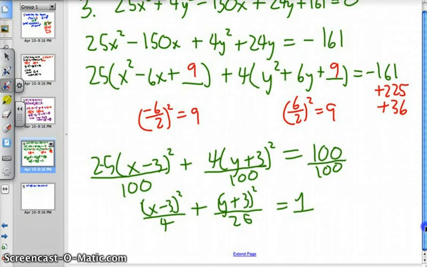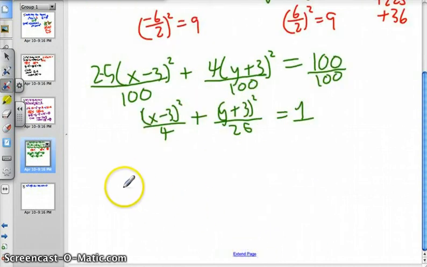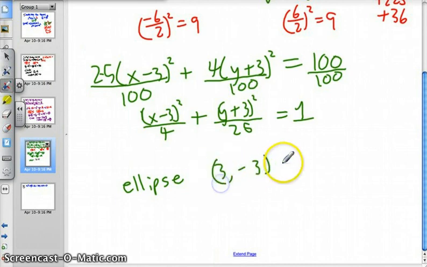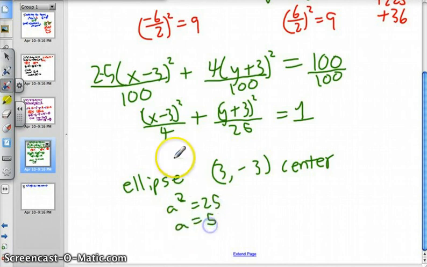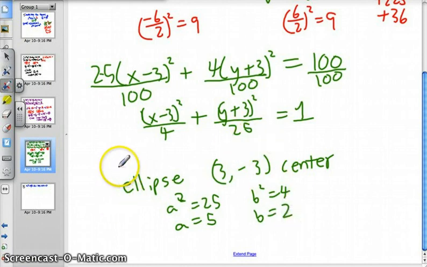And I can see that I have an ellipse with a center at 3, negative 3. The center. And I can see that since 25 is my larger, then a squared equals 25, so a is 5, and b squared is 4, so b equals 2. And we can see this is actually a vertical ellipse, since the larger term is under y. One last example.